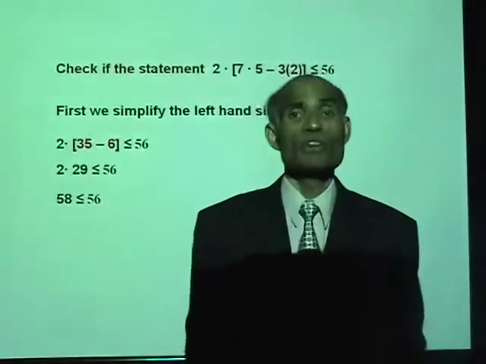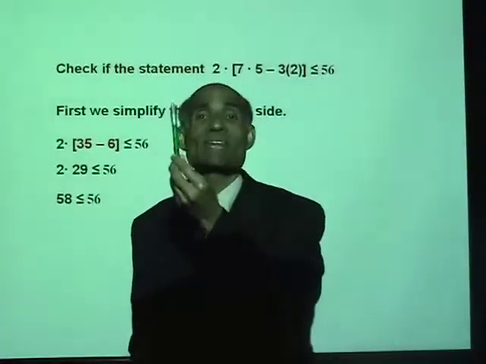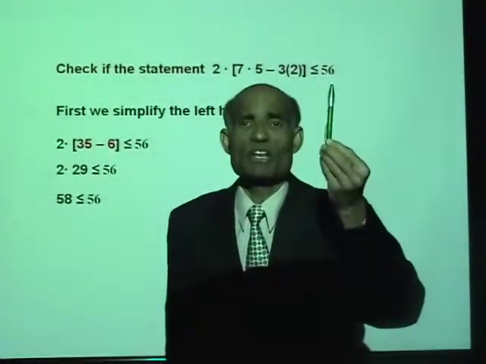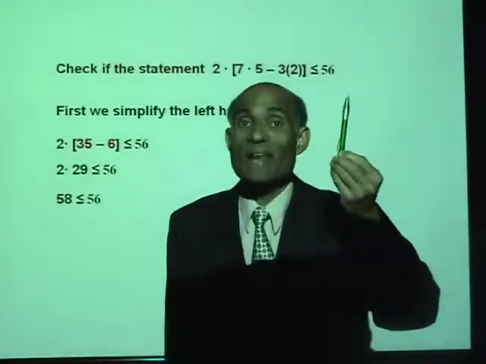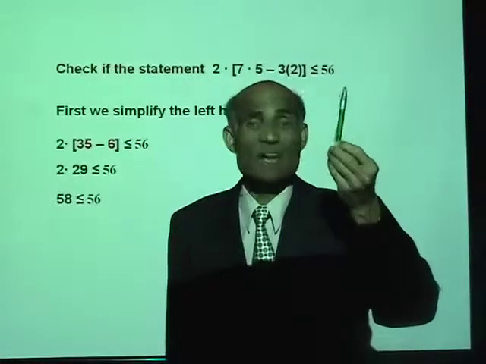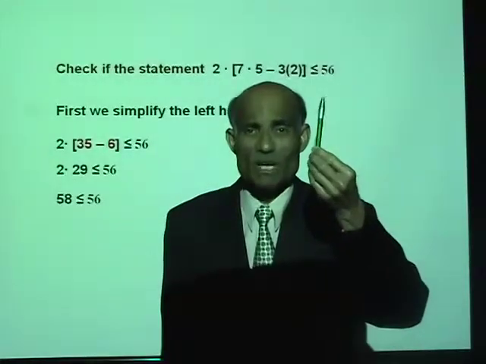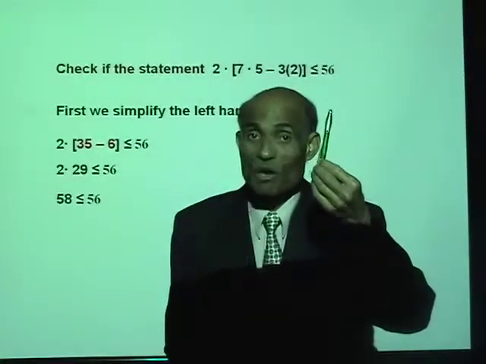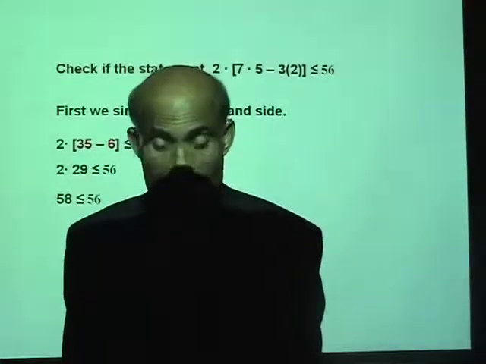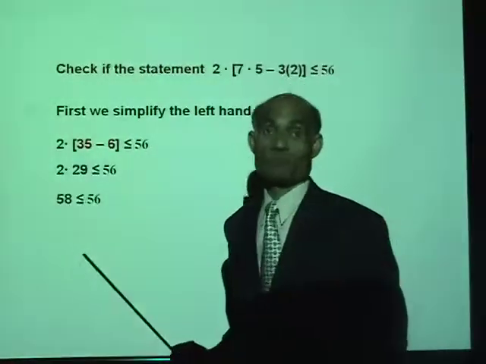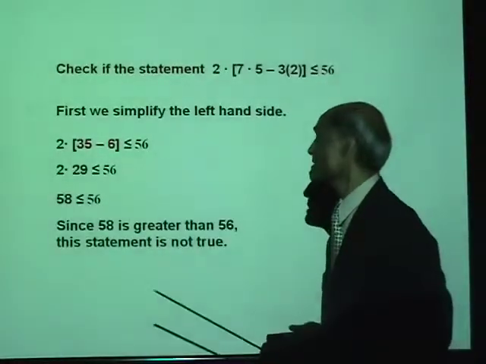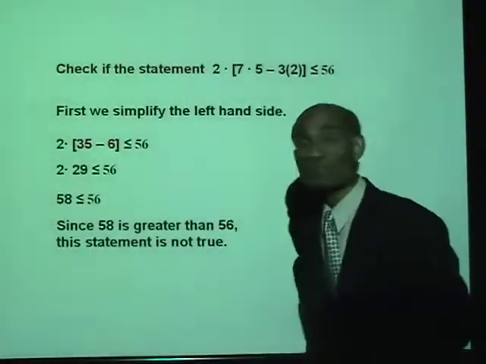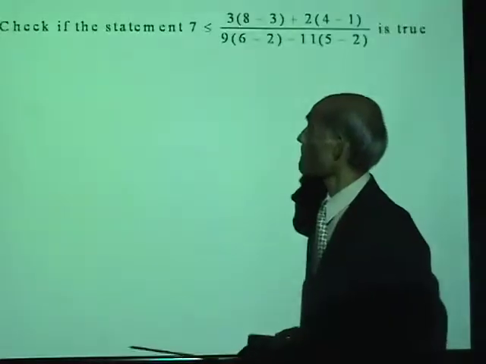In other words, if I make an outrageous statement like this is a car or an elephant, then you can tell me you are crazy, right? Both those statements are wrong. Therefore, that statement is wrong. So since 58 is greater than 56, this statement is not true.